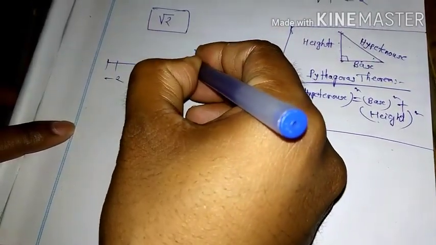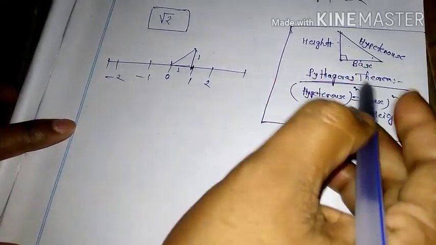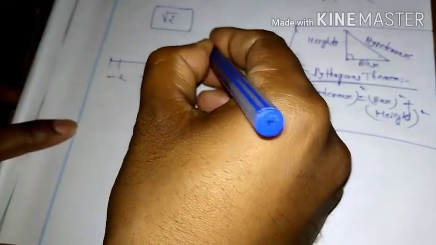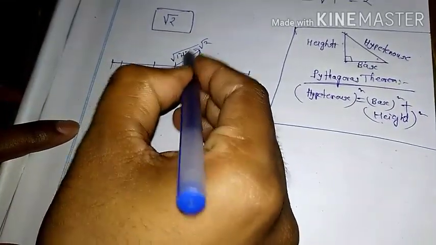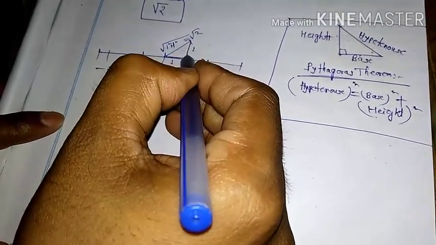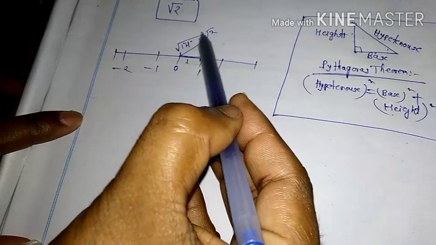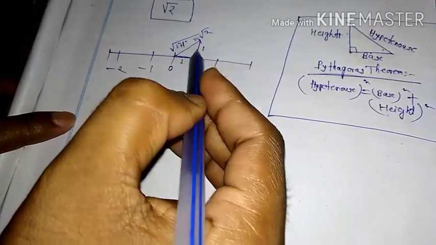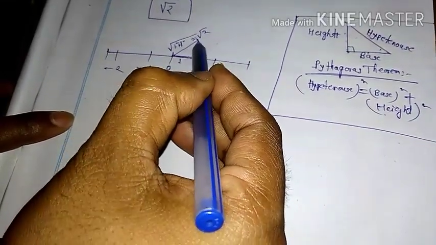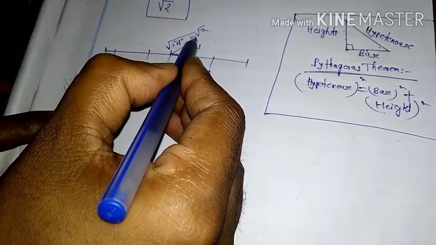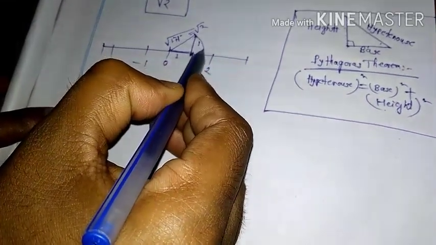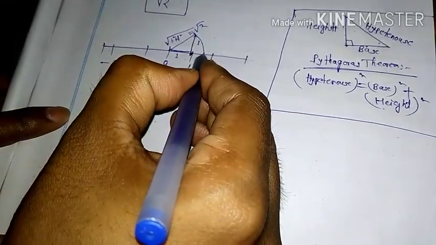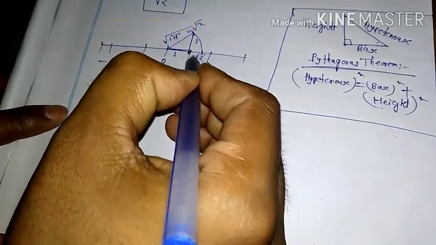What is the length of the hypotenuse? According to the Pythagoras theorem, it is root of 1 square plus 1 square, which is equal to root 2, since the base is 1 and the height is also 1. Now, taking this hypotenuse, root 2, as radius, draw an arc that touches the initial number line at this point, and this is root 2.